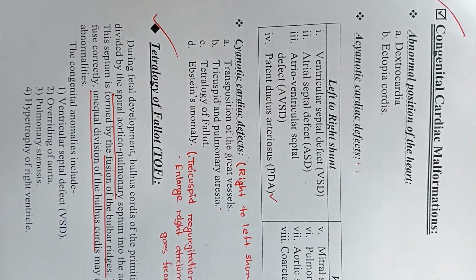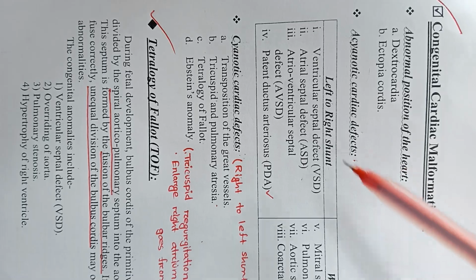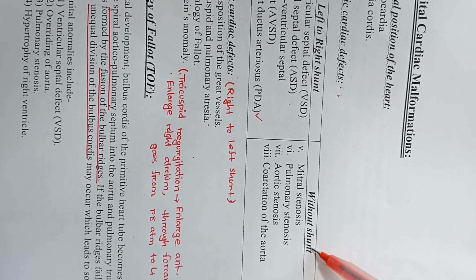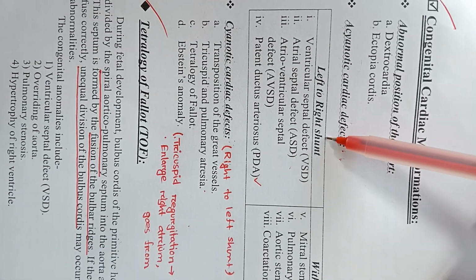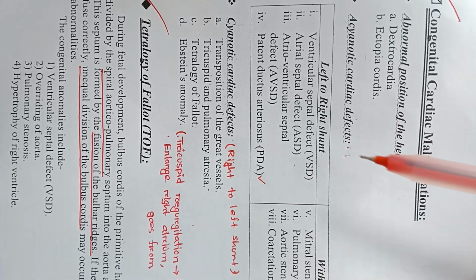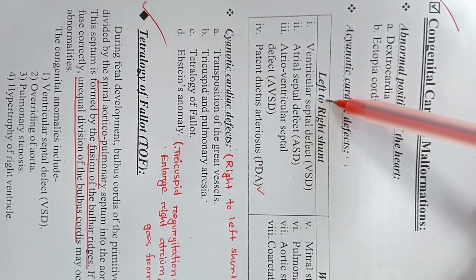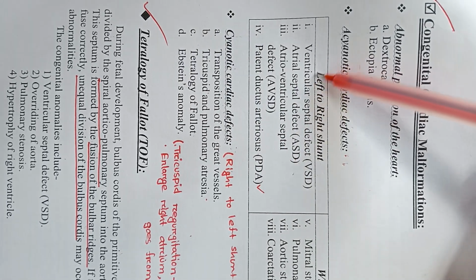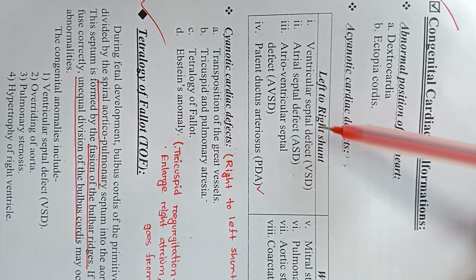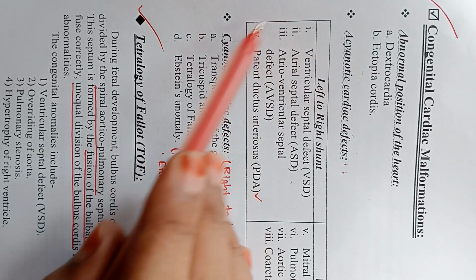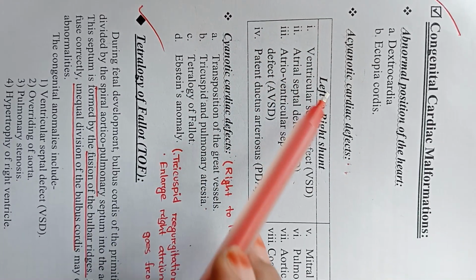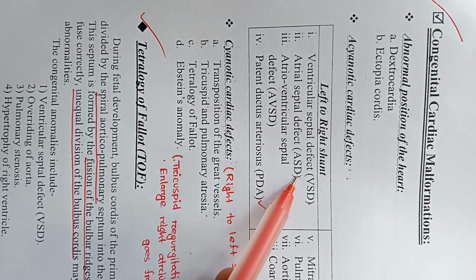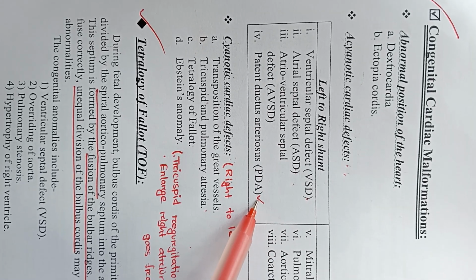The acyanotic cardiac defect is again subdivided into two groups, that is left to right shunt and without shunt. First of all, we have to know what shunt means: the net flow of blood. Here the left to right shunt means the net flow of blood is from the left side to the right side. And what are the components of the left to right shunt? The first one is ventricular septal defect, then atrial septal defect, and the last one is patent ductus arteriosus.